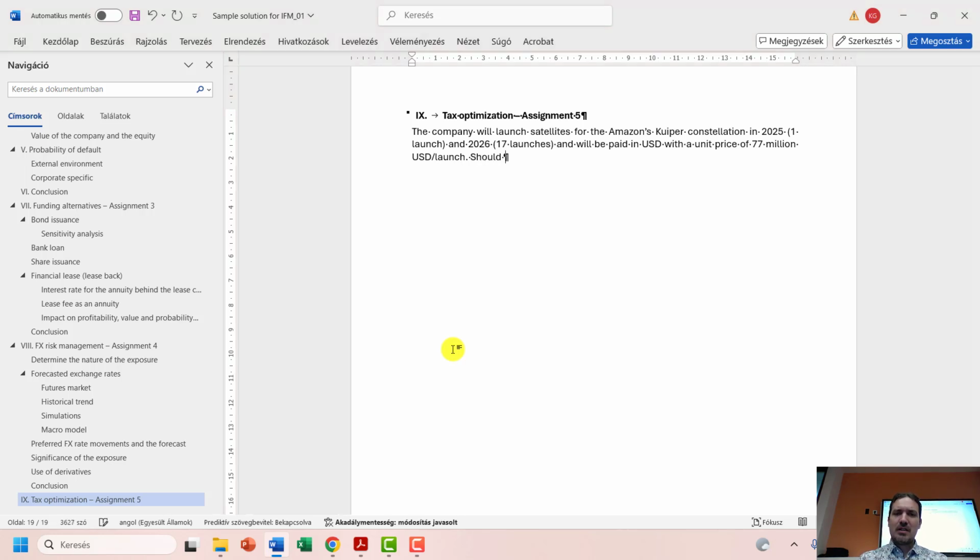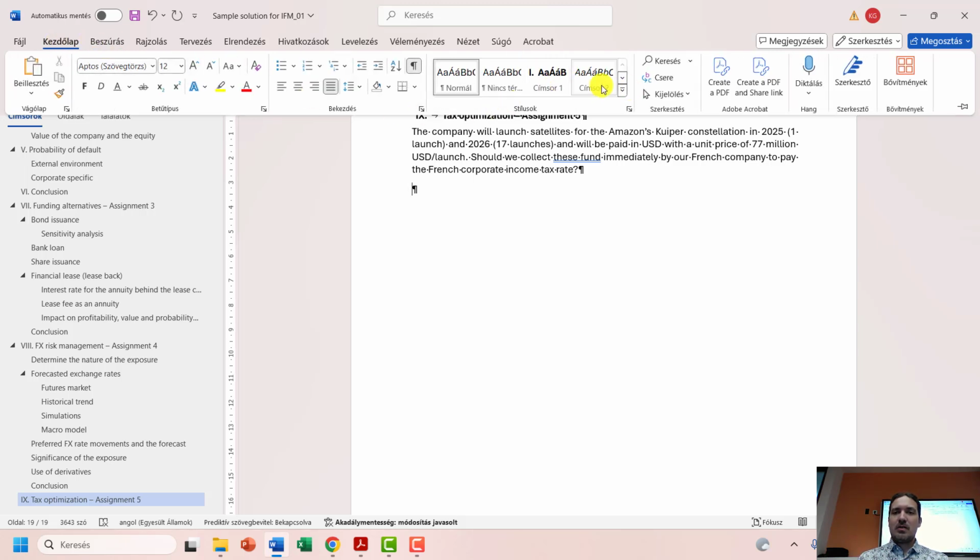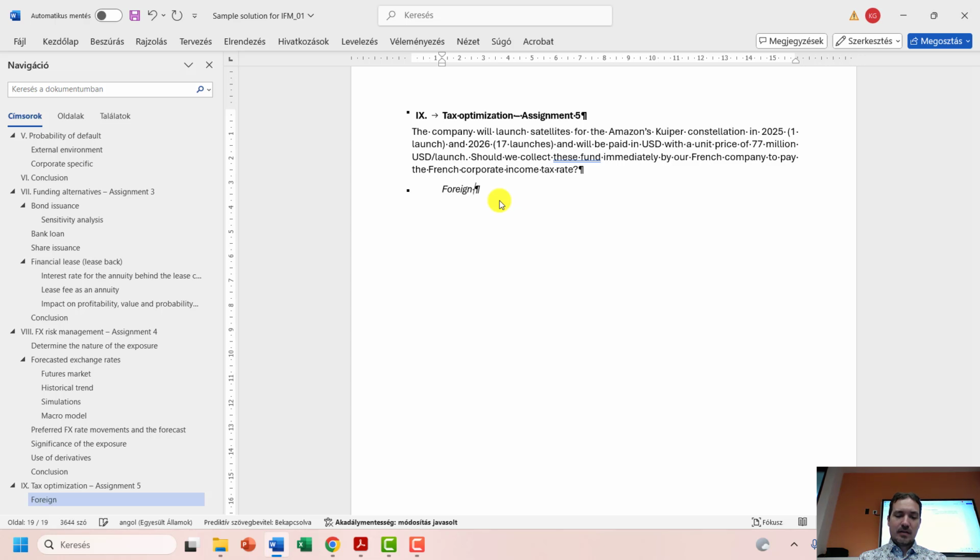So should we immediately have the French company pay the corporate income tax rate? What kind of approaches do we have? First of all, obviously we have to see which foreign taxation strategies can be applied, and the other is CIT in different countries.